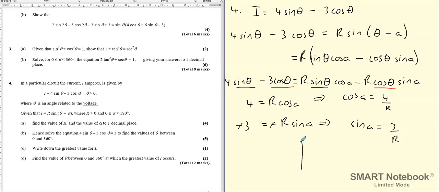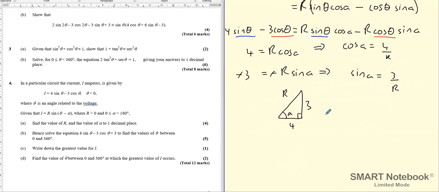And using SOHCAHTOA and a right angled triangle, if I call this angle alpha, adjacent over hypotenuse must be 4 over r. So the adjacent must have been 4 and the hypotenuse must have been r. Sine is opposite over hypotenuse, so the opposite must have been 3. And we've already got r as being the hypotenuse there. And from this we get r equals, well, if we use Pythagoras, we get r equals square root of 3 squared plus 4 squared, which is 5.